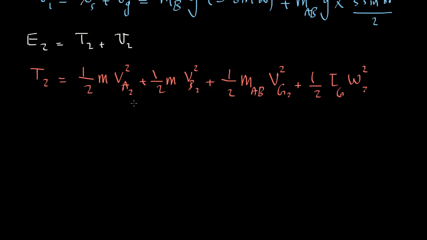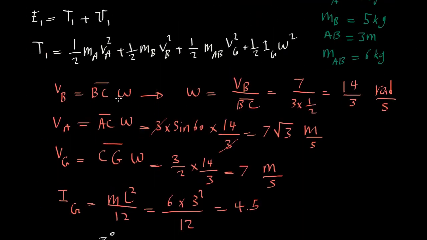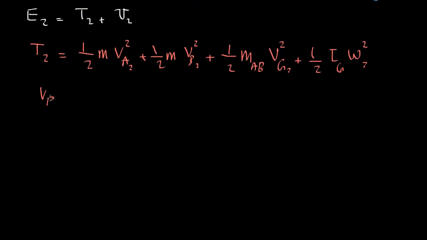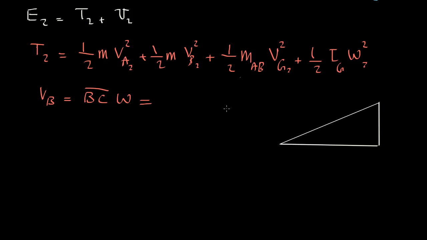The key here is that, again, we can use that concept of instantaneous center of rotation and write down VA and VB based on omega. If the angle is 30 degrees, the equations that we had over here are again true, but we have to just change 60 to 30. So at state 2, VB would be BC times omega. Let me draw the triangle here. Let's say this is this side, and also this side. So this angle now is 30 degrees.